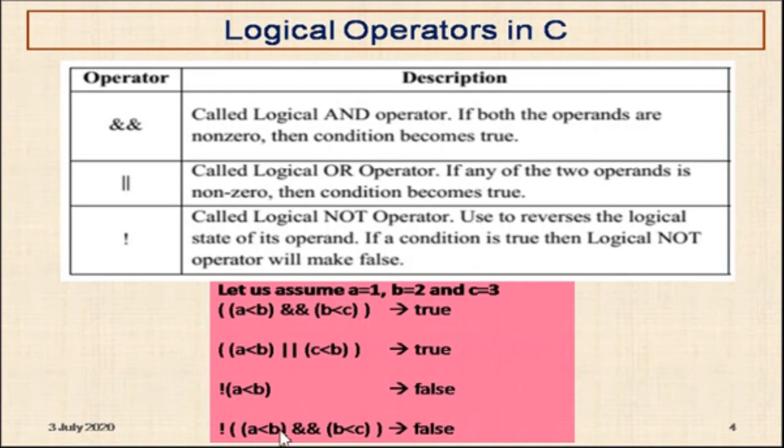Last example: NOT of A less than B and B less than C. The overall condition is negated. The AND operation, we know, requires both conditions to be satisfied to get true. A less than B, that is 1 less than 2, is satisfied. Second condition, B less than C, that is 2 less than 3, is also satisfied. Both the conditions are satisfied, so the logical AND is true. So NOT of true. Similarly, we can go for any number of conditions, 2 or 3 or up to n, right?